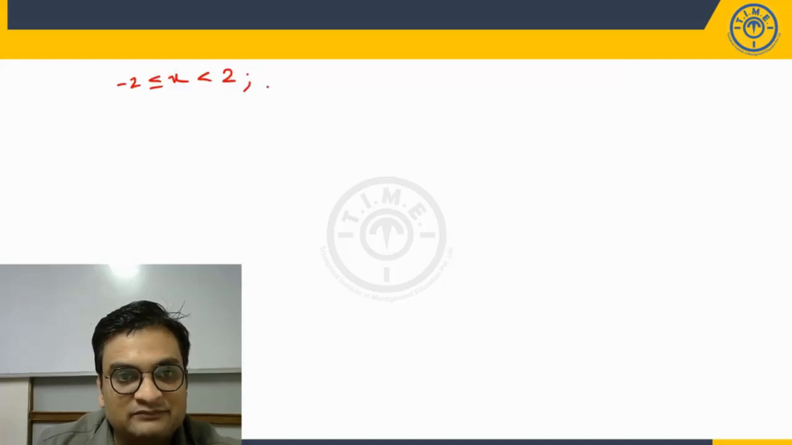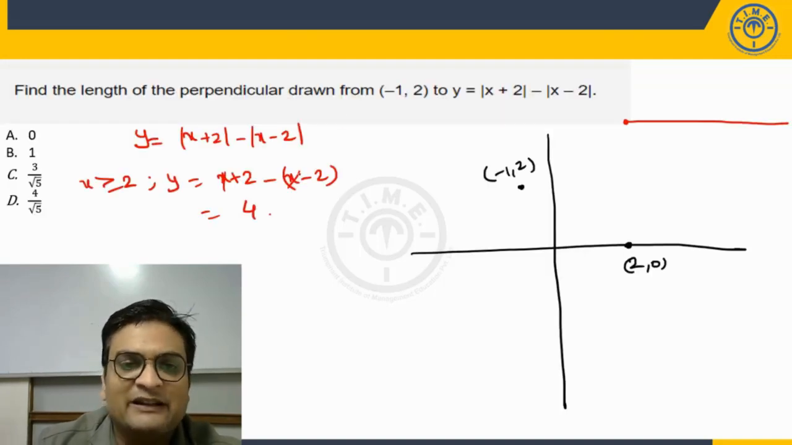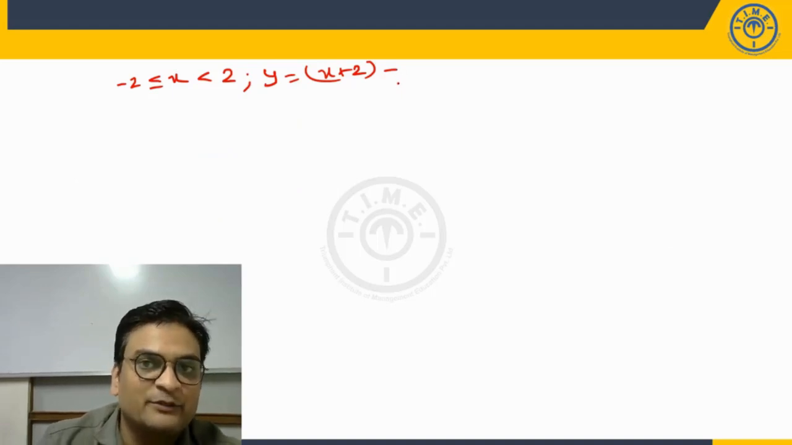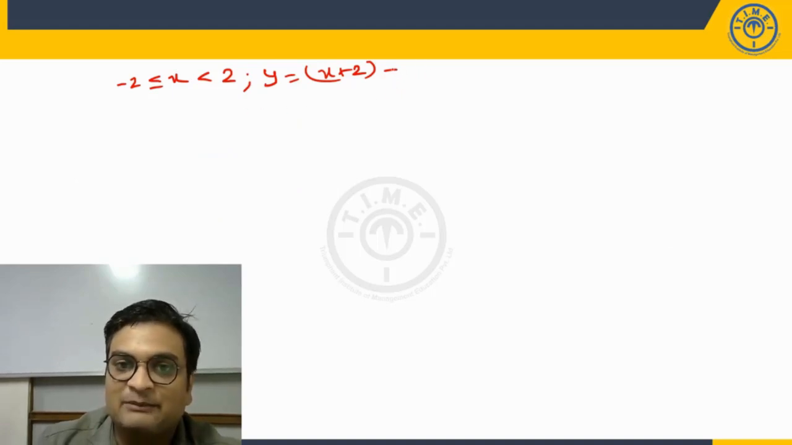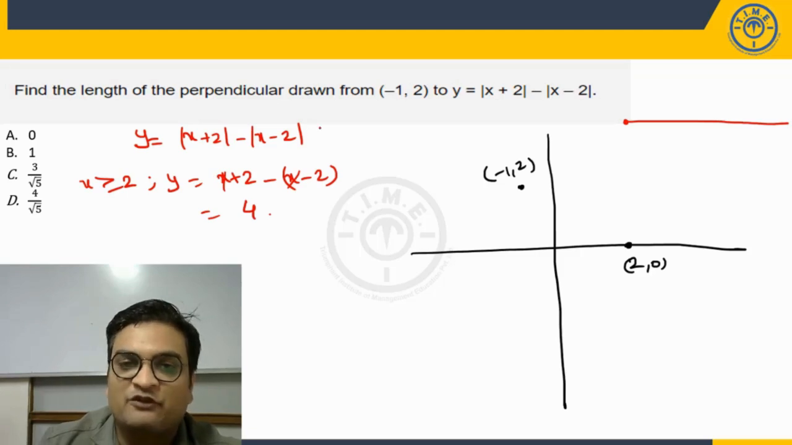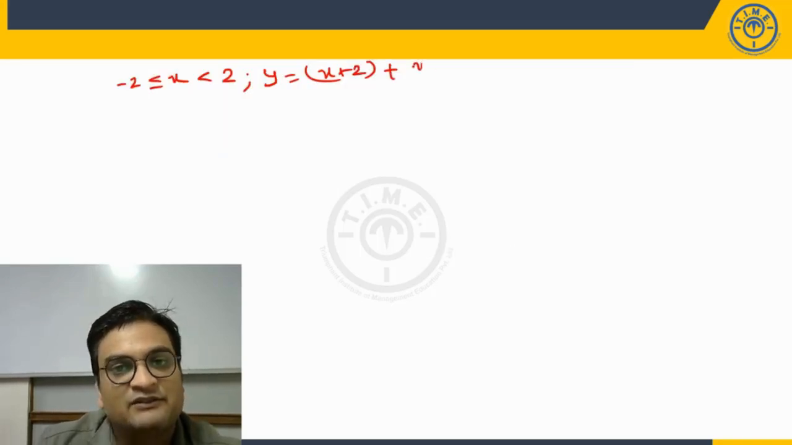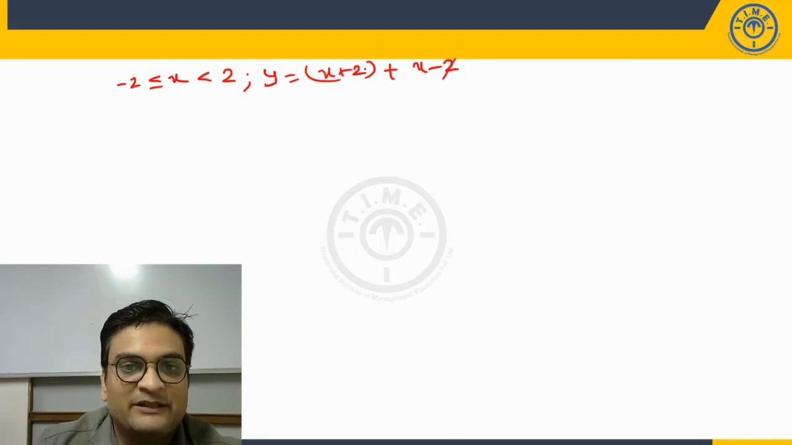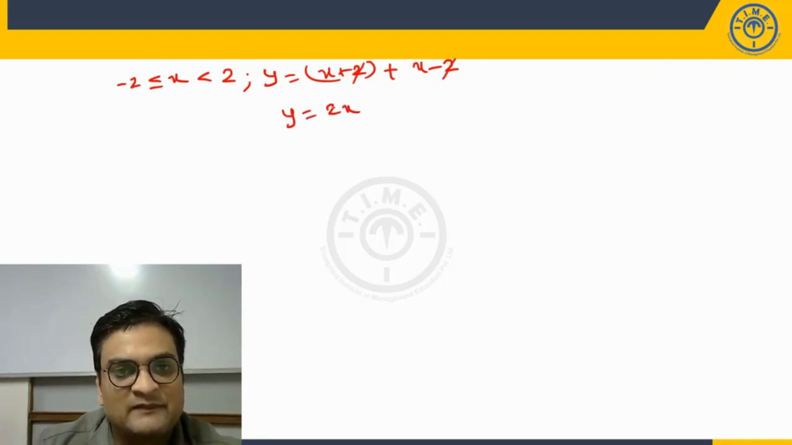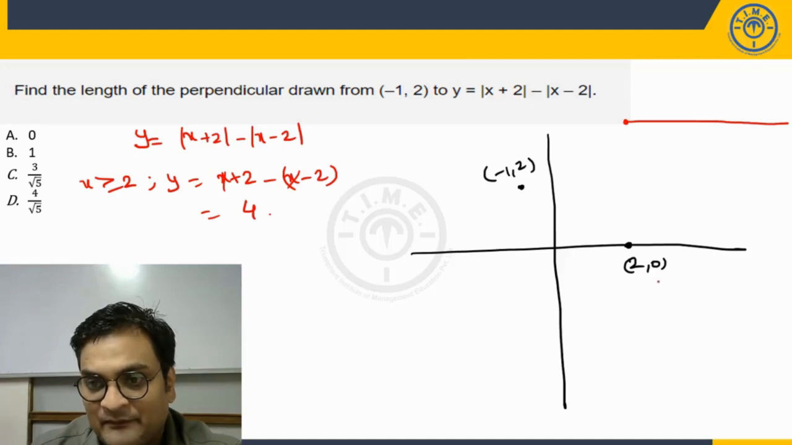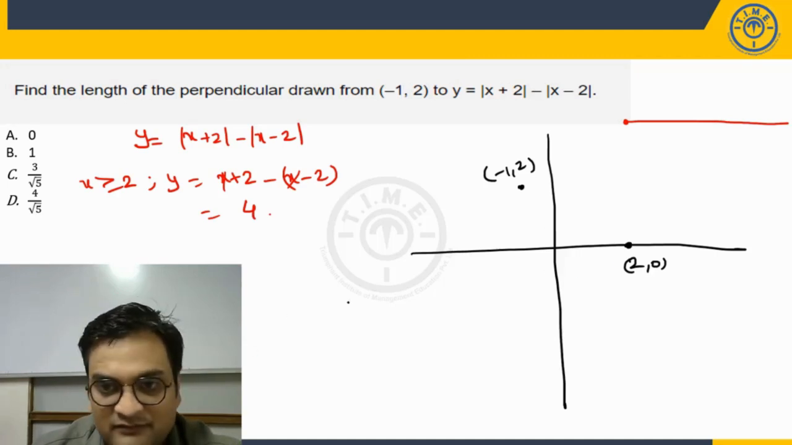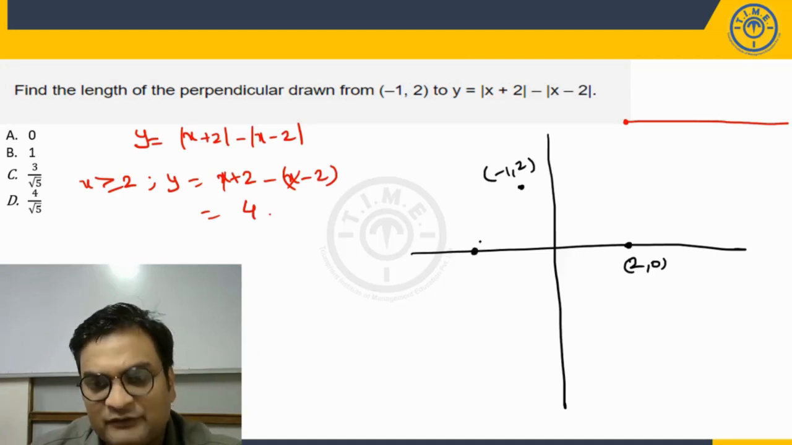So in such a case, y is going to be mod of x plus 2, which is x plus 2 only, minus mod of x minus 2. X minus 2 is going to be negative, so minus mod of x minus 2 will become minus of x minus 2. So minus and minus will become plus here. You can write this as x plus 2 plus x minus 2. So y is equal to 2x. In this range, -2 to 2, the graph will be the y equal to 2x line. So -2 to 2 would mean somewhere here, -2, 0.